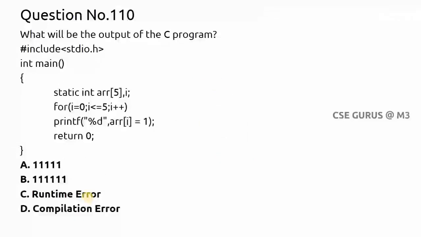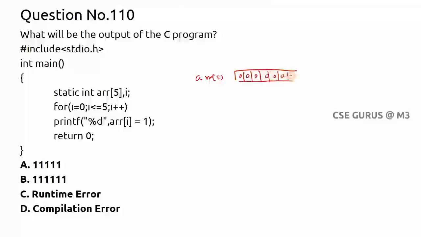Coming to question number 110. What will be the output of the following program? Static int arr[5]. Now I have taken an array. In general, if I take an array like this, the values inside are definitely garbage values. But if I take static int, by default all values are zeros.